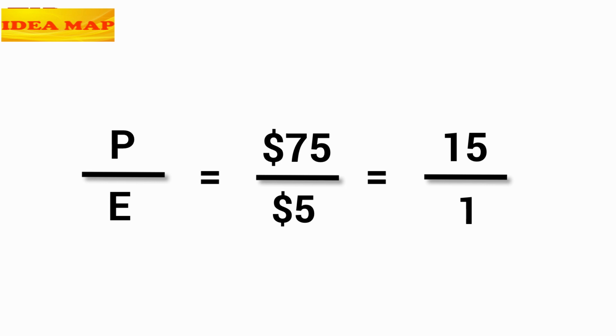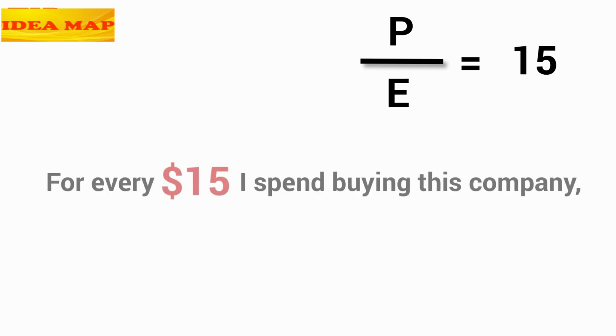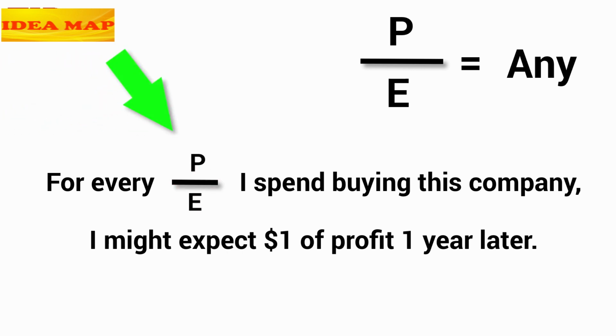Think of the PE ratio like this. If the PE ratio is 15, you could say, for every $15 I spend buying this company, I can expect $1 of profit 1 year later. Now, that statement can be used for any PE ratio. All you need to do is simply replace the first number in the sentence. The last part of the sentence, where you say $1 of profit 1 year later, will always stay the same.